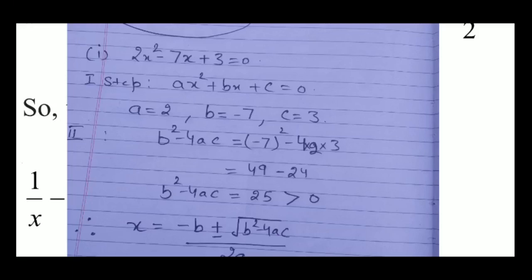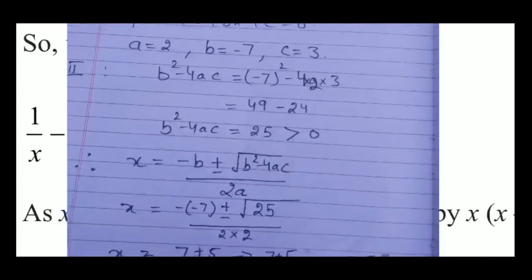In the second step, we will find the value of D, which is equal to b square minus 4ac, and now put the values of a, b and c. After substituting the values, we find that D equals 25, which is greater than 0, and it means the quadratic equation has real roots.